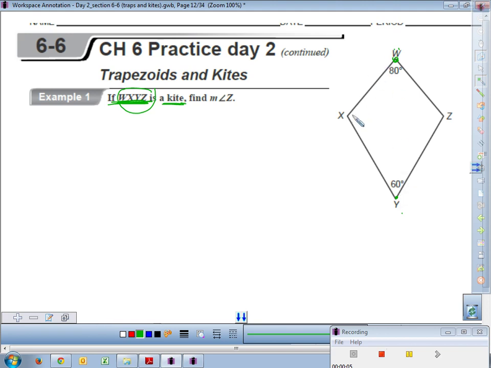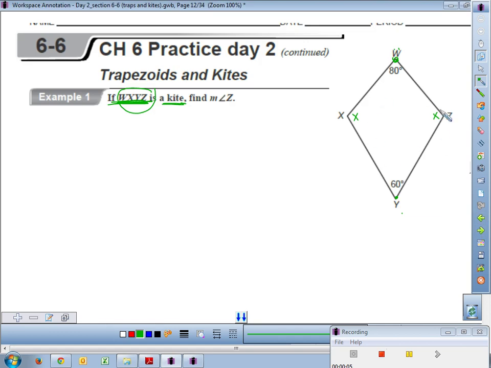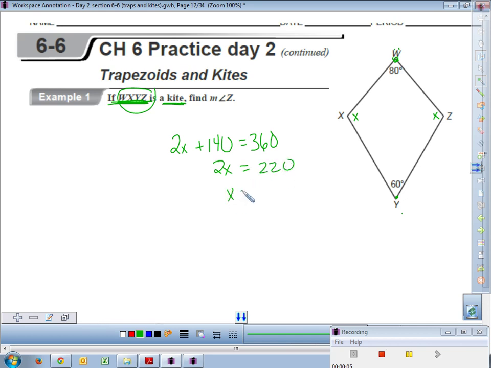So, because of the non-end angles being equal, if we call this angle x right here, that's got to be angle x right there. The other property that we know is all four angles should add up to 360. Even though that wasn't in kites, it was under quadrilateral, so all four of these add up to 360. So 2x plus 140 should equal 360, right? Then we could subtract 140 from both sides, and then divide by 2, and get x equaling 110. And then we can answer the question. They said find the measure of angle Z. That's going to be 110 degrees.